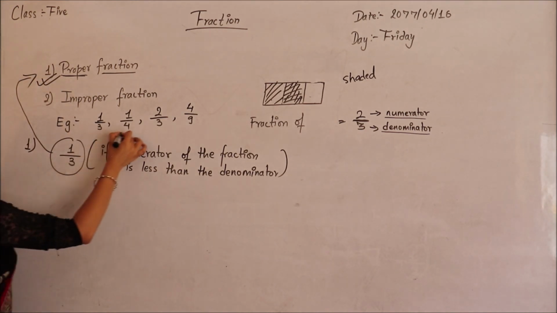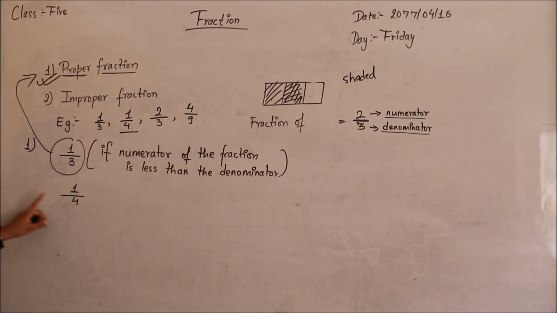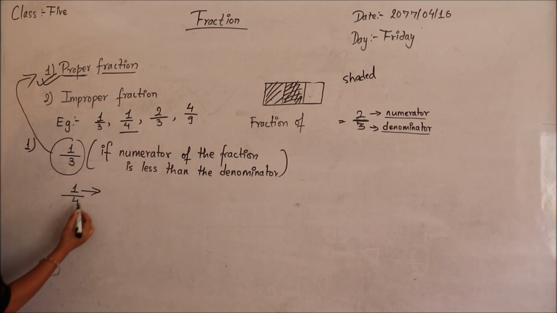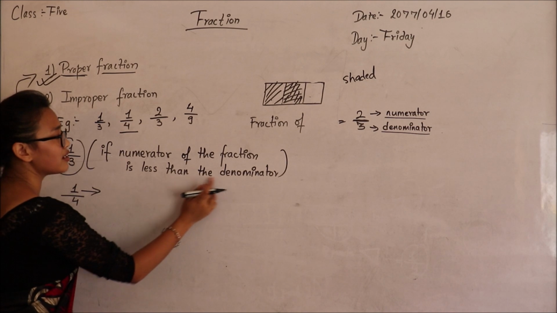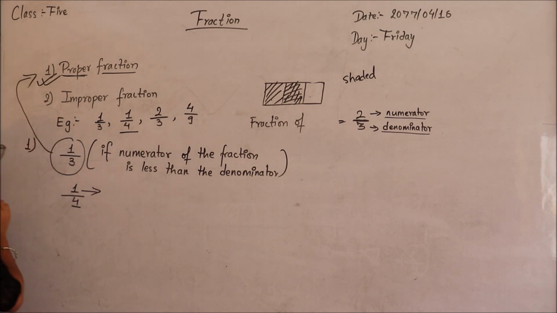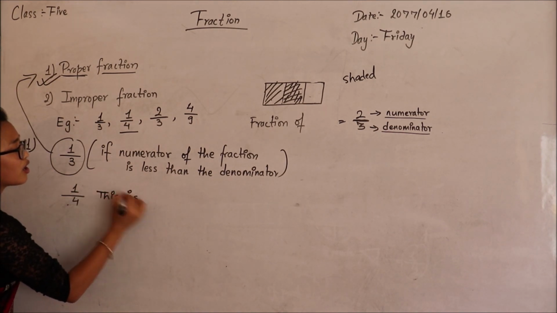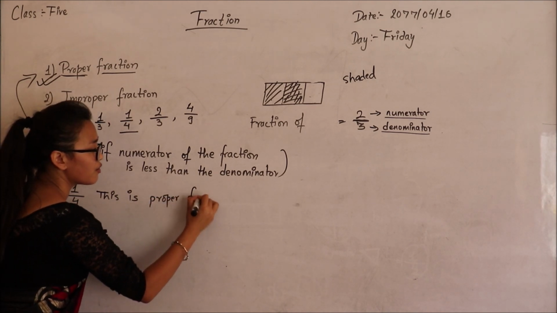Now let's take this also. 1/4. Tell me, is it a proper fraction? Obviously it is, because the numerator of the fraction is less than the denominator. That's why this is a proper fraction.